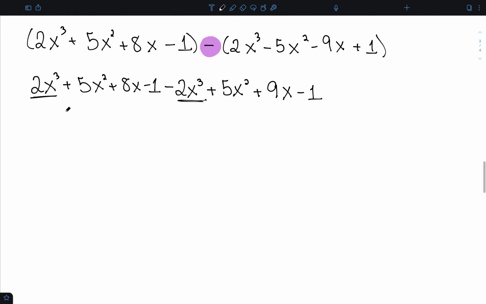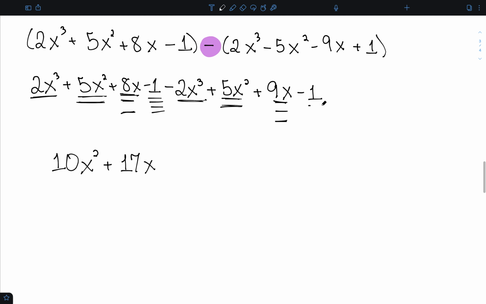I have a 2x cubed and a minus 2x cubed, so that would give me 0x cubed. I have a 5x squared and a 5x squared. That gives me a 10x squared. I have an 8x and a 9x. 8 plus 9 is 17x. And then finally, I have a negative 1 and a negative 1, which would give me negative 2. So my solution here is 10x squared plus 17x minus 2.